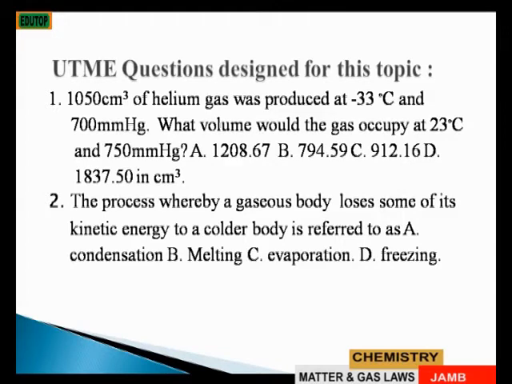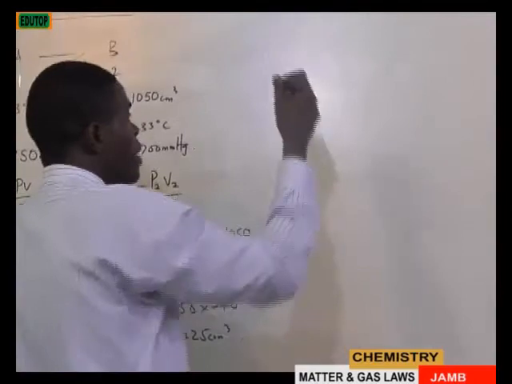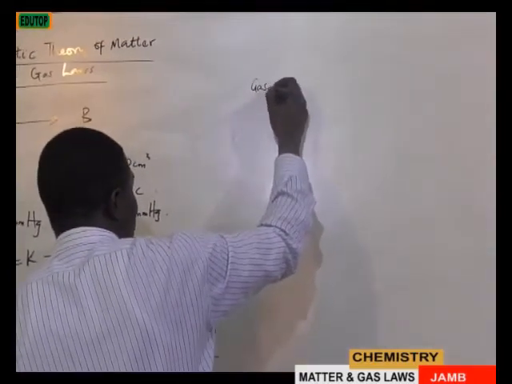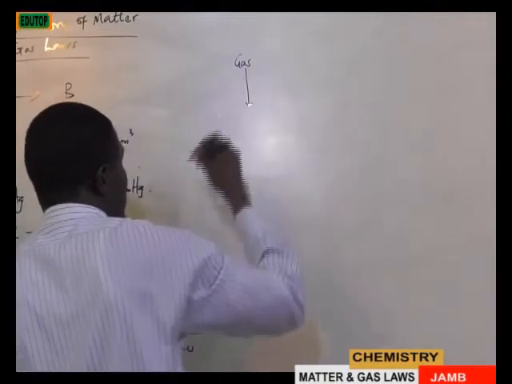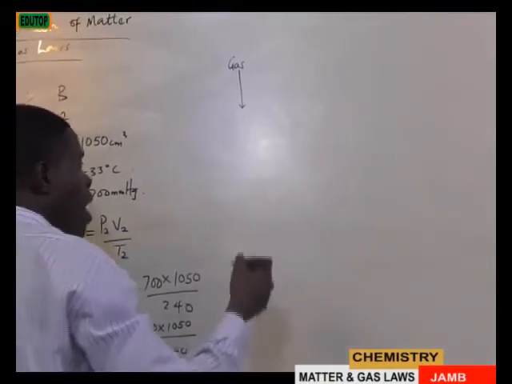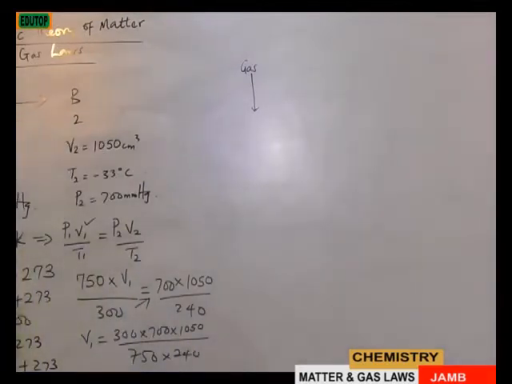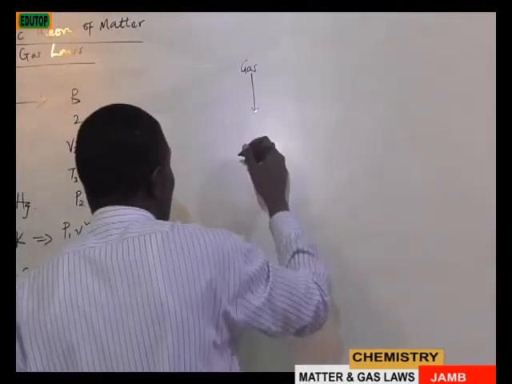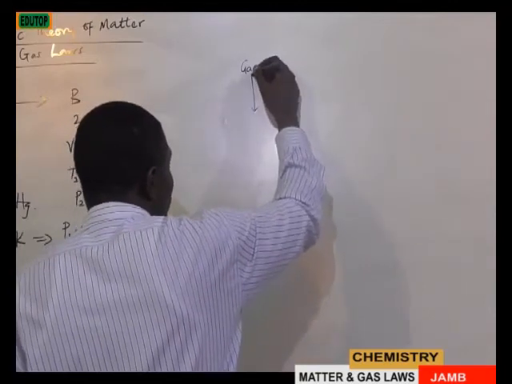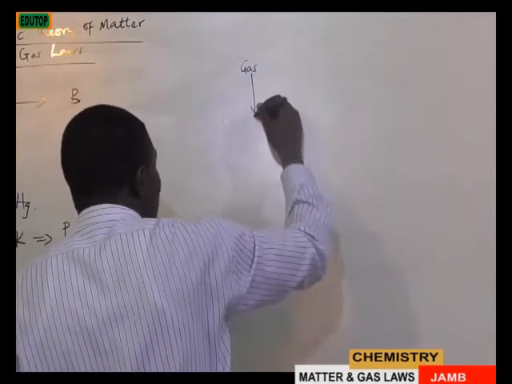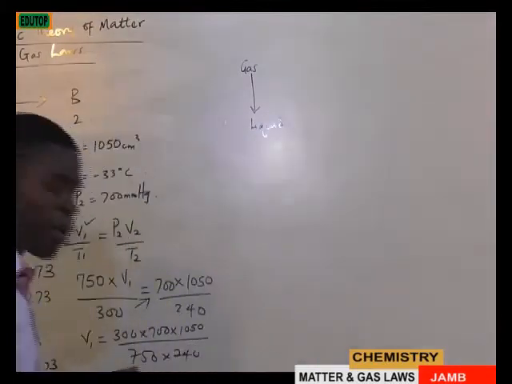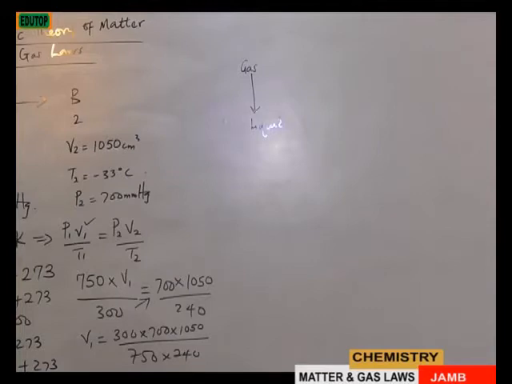The process whereby a gaseous body loses some of its kinetic energy to a colder body is referred to as. So in this situation, the information that we have been able to collect is that it's a gaseous body, that means a gas. Then it loses its kinetic energy to a colder body. So the colder body that you have is a liquid, the colder body that you have is definitely what? Loses its kinetic energy to a colder body is referred to as A.